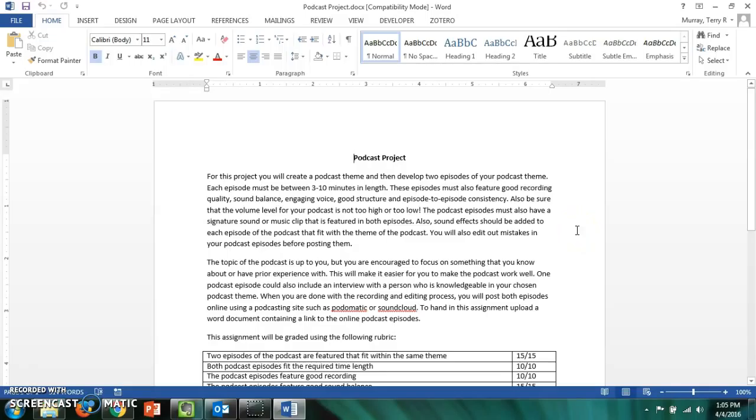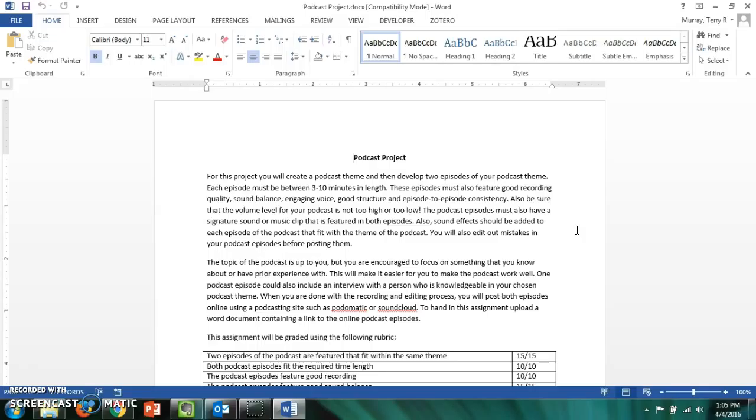So as a reminder, for this project, you will create a podcast theme. Develop 2 episodes of your podcast theme. Each episode must be between 3 to 10 minutes in length. These episodes must also feature good recording quality, sound balance, engaging voice, good structure, and episode-to-episode consistency. So remember what those things are.